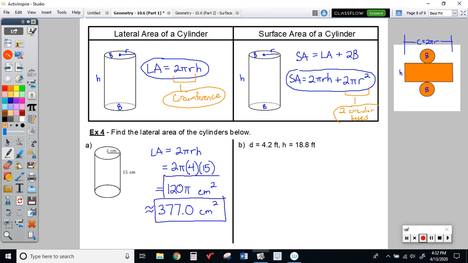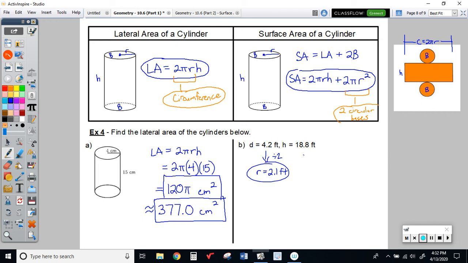So exact answer right there, pi form. And then approximate answer, this one is rounded to the nearest tenth. On this one, I don't have a picture. You could draw a sketch if you found that helpful. But then it says D is 4.2. So that means if you divide by 2, the radius would be 2.1 feet.